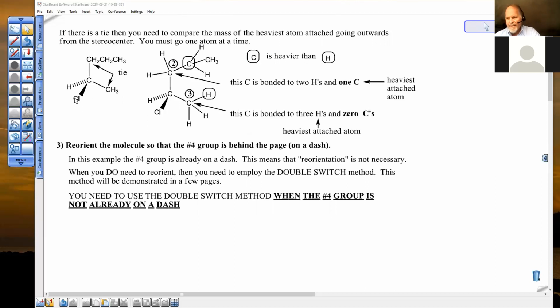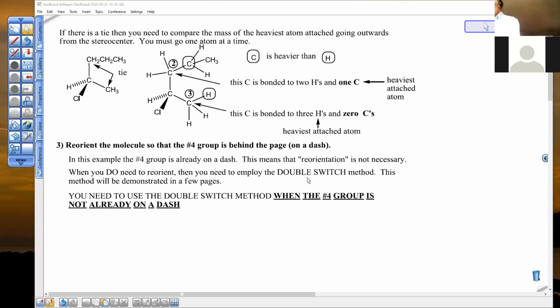We will learn tricks that let us do reorientation without rotating molecules in our mind. I'd like to point out that's a skill I don't have, to be able to do that inside my mind. If you can do that skill, you might want to consider a career in dentistry where you're putting mirrors in people's mouths and still keeping track of which group is to your left and right. I can't do it. But I have a trick that even somebody who's spatially challenged like myself can reorient the molecule without visually doing it inside their head. It's called the double switch method. It's coming up a little bit later.